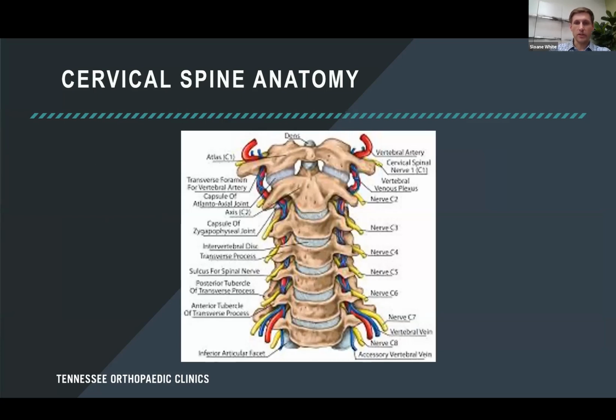This is a more detailed picture of the cervical spine. As you can see, there's a significant amount of anatomical elements that surround the cervical spine. So when there is an issue, it can affect multiple systems.